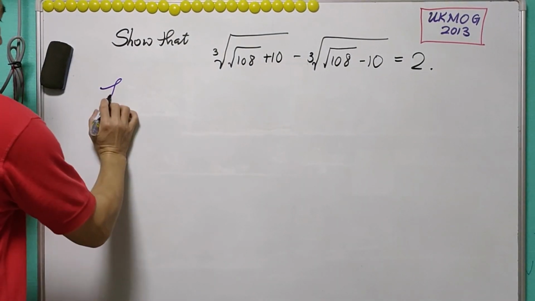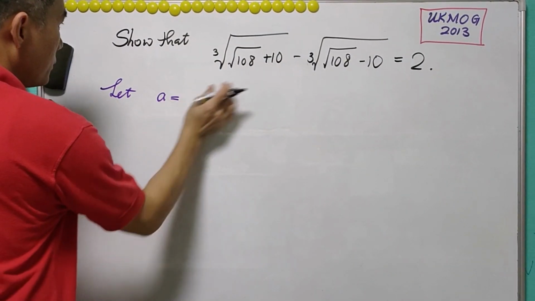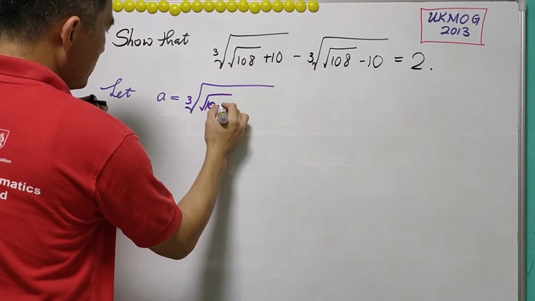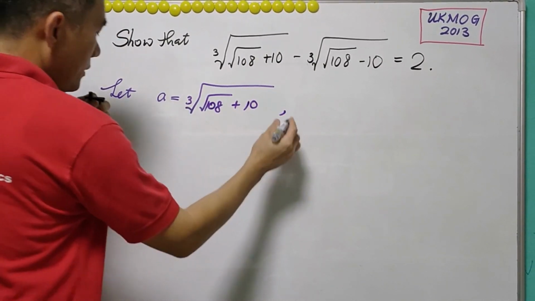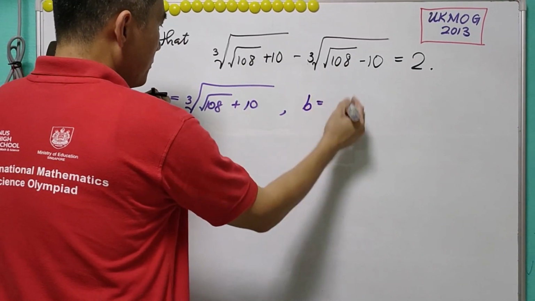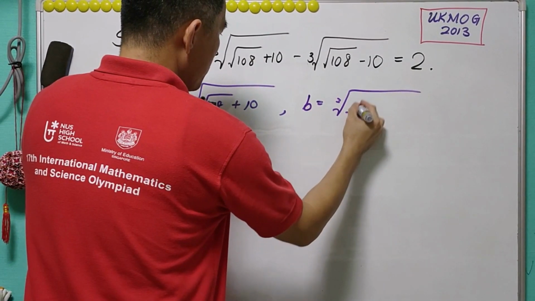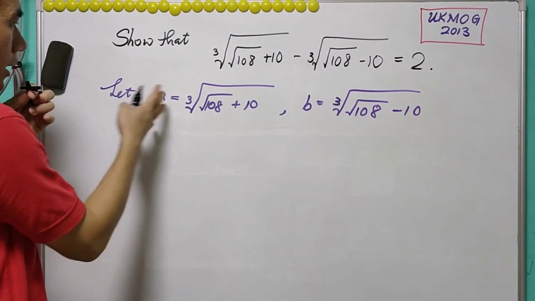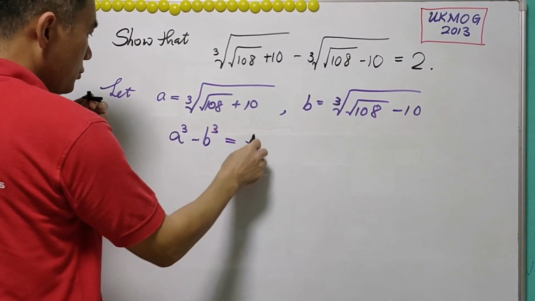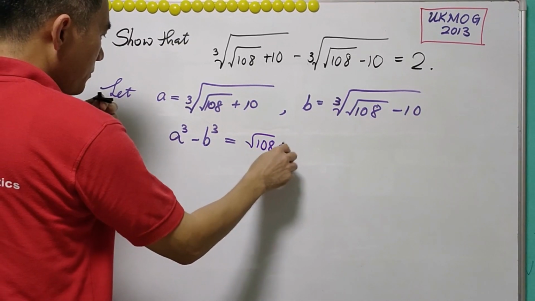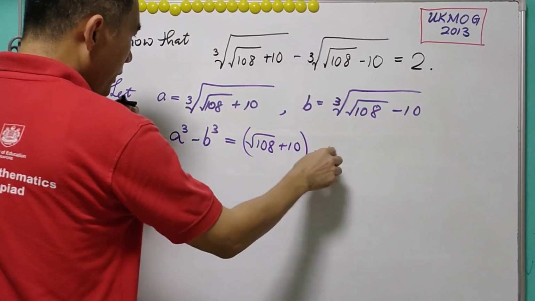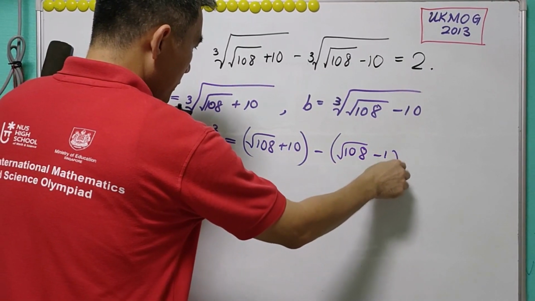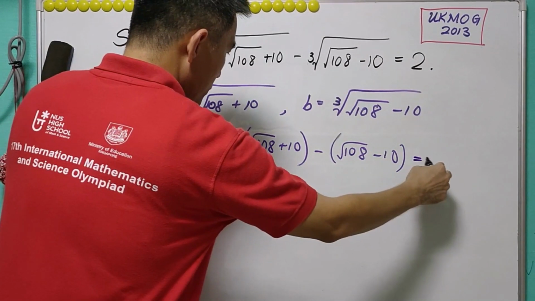First of all, we let A be equal to this term, that's the cube root of square root of 108 plus 10, and B to be the second term, that is the cube root of square root of 108 minus 10. Now, A cubed will be equal to square root of 108 plus 10, and B cubed is square root of 108 minus 10. So A cubed minus B cubed equals 20.